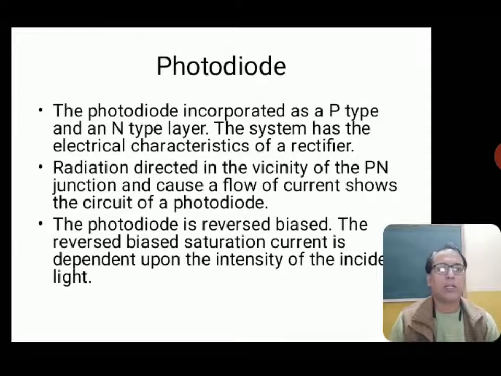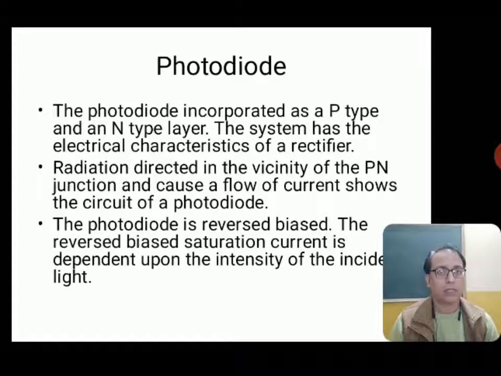Photodiode is basically a PN junction diode, and its electrical characteristics are almost those of a rectifier. As we know, in a PN junction diode, when we apply a positive voltage to P and a negative voltage to N, it is forward biased, and when the opposite polarity is applied, it is reverse biased.